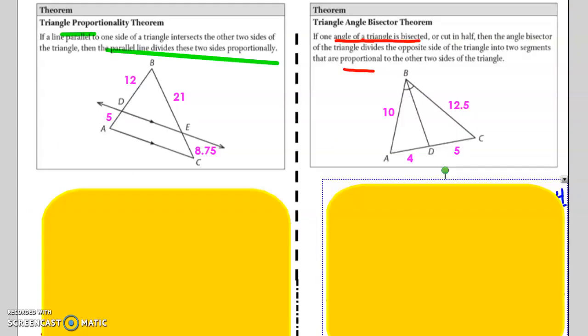So here's what the triangle proportionality theorem states. If a line parallel to one side of a triangle intersects the other two sides of the triangle, then the parallel line divides these sides proportionally. So if you notice, line DE is parallel to this side of the triangle, AC. So based on that, I can say the following.